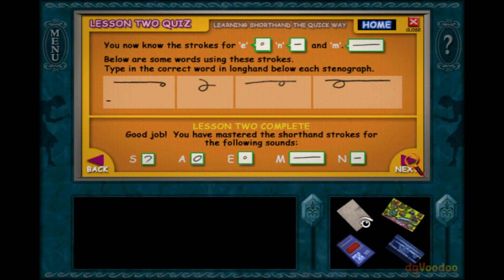You know the strokes for E, N, and M. Below are some words using these strokes. Type in the correct word in longhand below each stenograph. So this is me, right? And then this is... This is men.